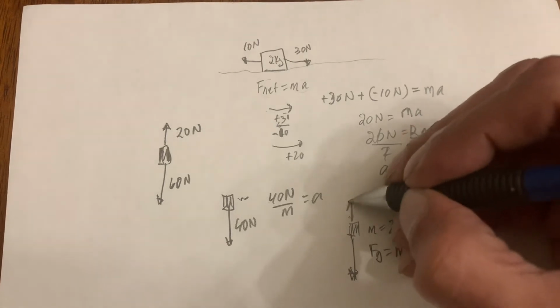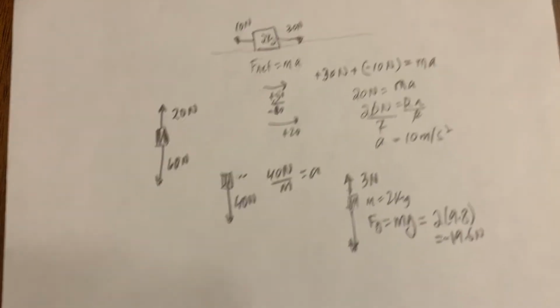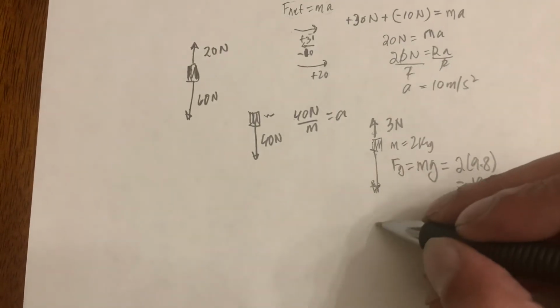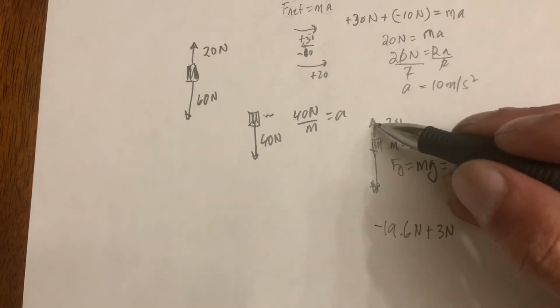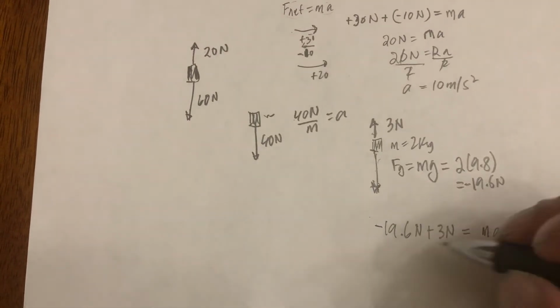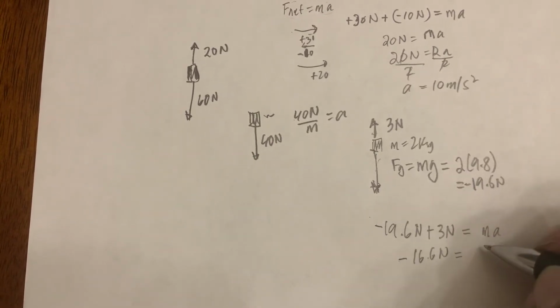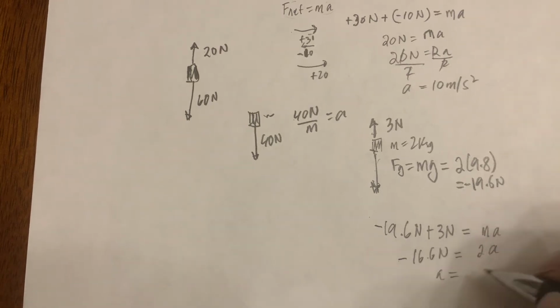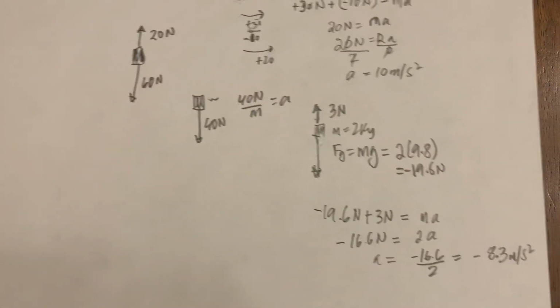Well, let's say I had a force of friction of, say, 3 newtons that was slowing it down as it was going up. Then again, you would simply say, well, negative 19.6 newtons plus 3 newtons. All I'm doing is adding up the forces on the left-hand side and setting that equal to mass times acceleration. So that's negative 16.6 newtons equals 2 times the acceleration. So the acceleration would be negative 16.6 divided by 2, or negative 8.3 meters per second squared. And so that would be the acceleration of the object as it comes down.